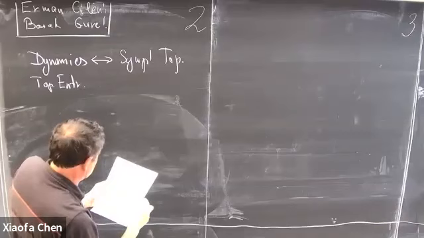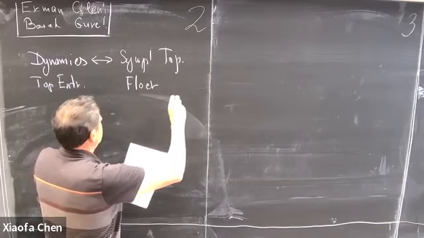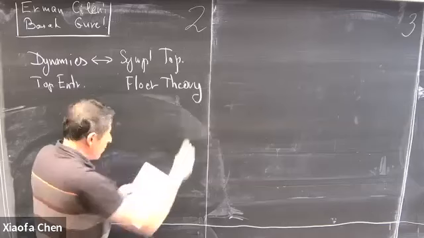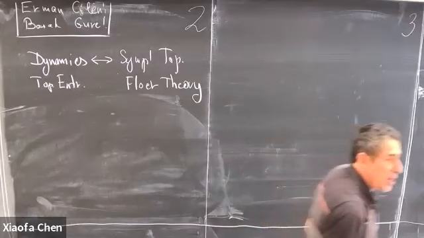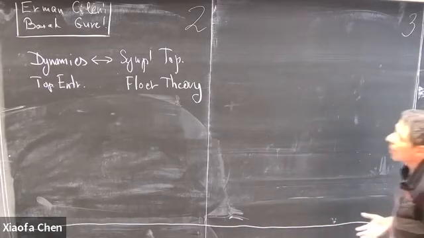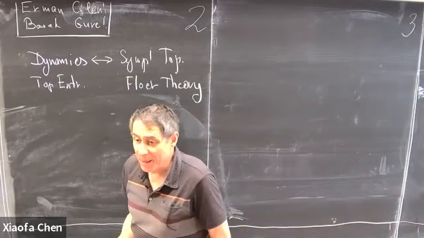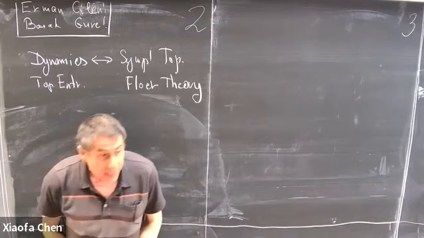And by symplectic topology, I'm going to mean mainly Floer theory. I'm going to spell out what I mean by that shortly. Here, to start with, I can just say that symplectic topology is actually an offspring of dynamics, but that happened very long time ago, and since then, actually, the two areas went their separate ways.